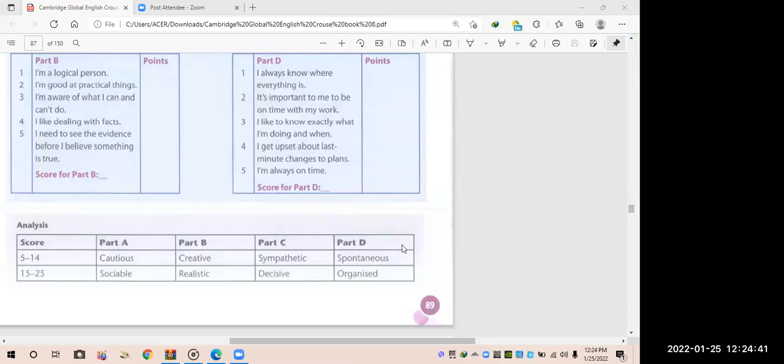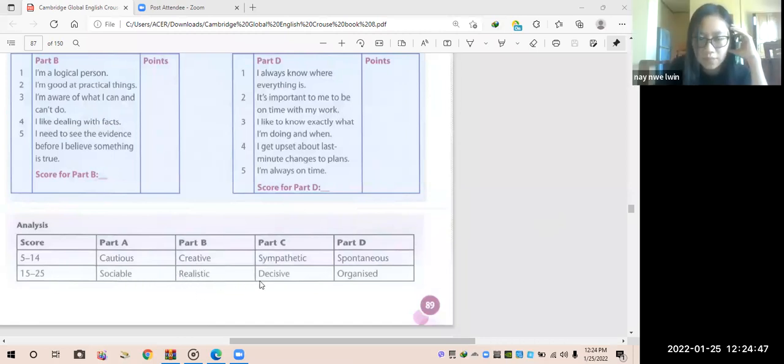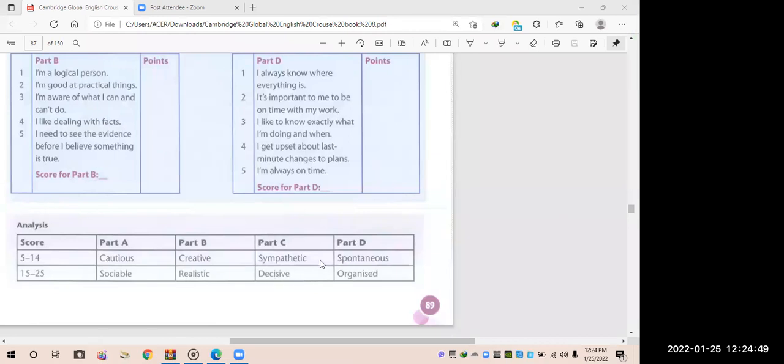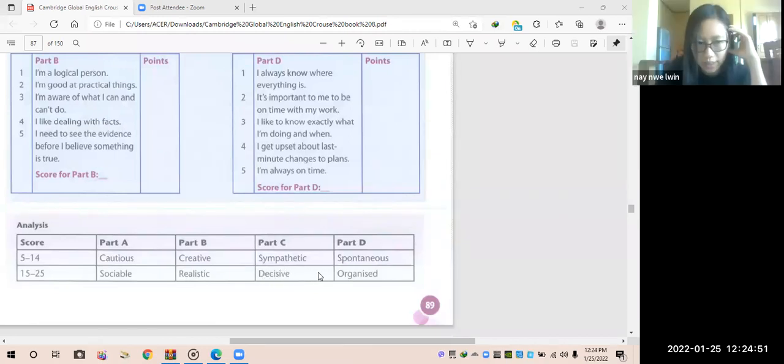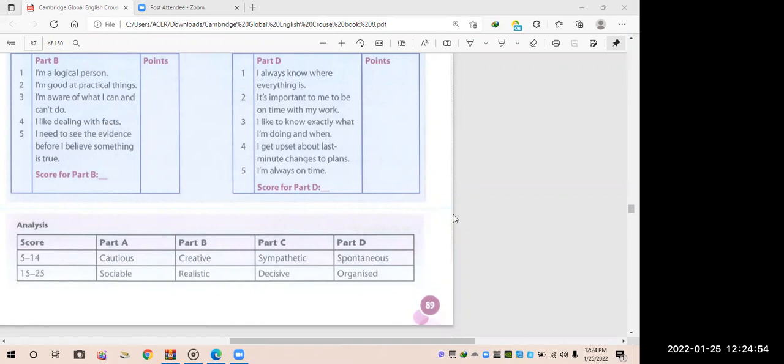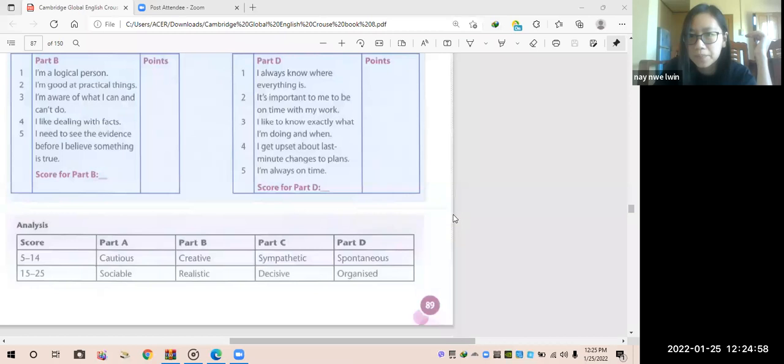I am sociable, realistic, and decisive and organized. Decisive and organized. Okay, thank you. Oh yeah, we did. Okay, your turn right now.